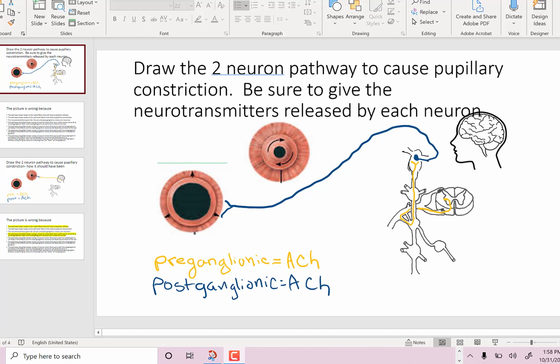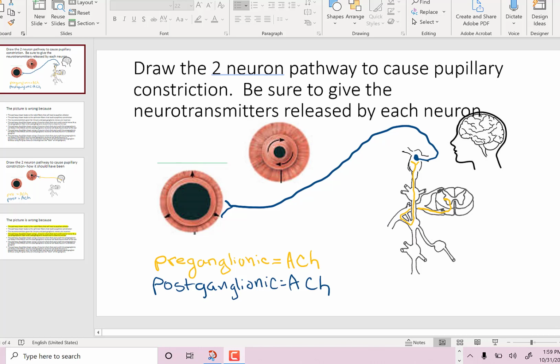So the question says, draw the two neuron pathway to cause pupillary constriction. Be sure to give the neurotransmitters released by each neuron. And in gold, you can see that the preganglionic neuron pathway has been drawn. And the person, me, the teacher, said that the preganglionic fiber releases acetylcholine. And then you're seeing the pathway in blue for the postganglionic neuron. And again, the answer says that acetylcholine is released by that neuron as well.